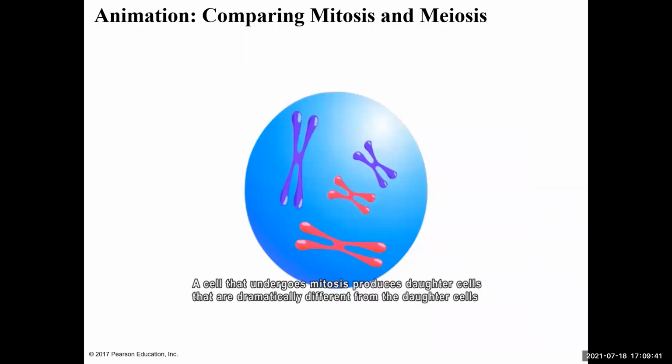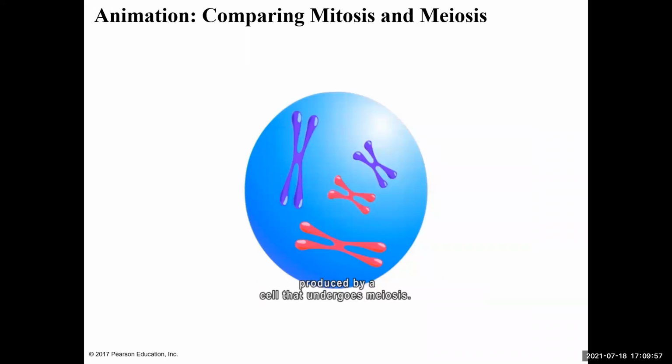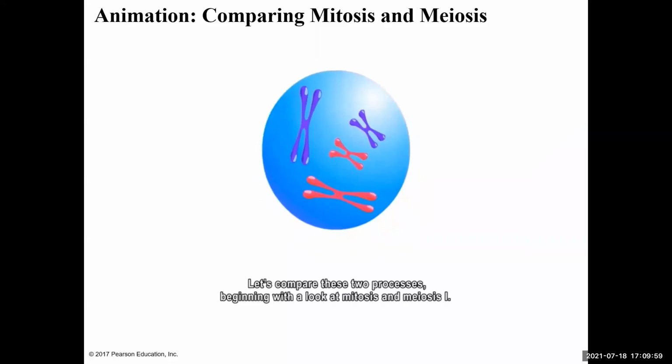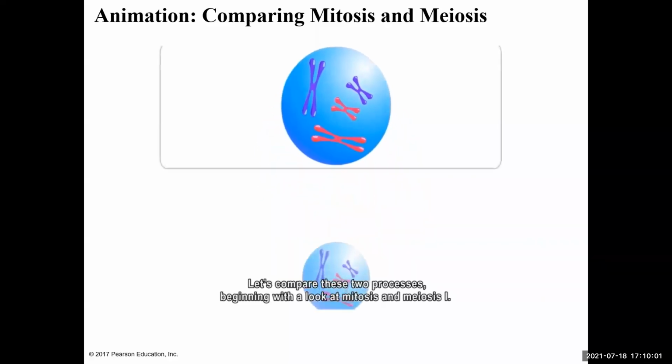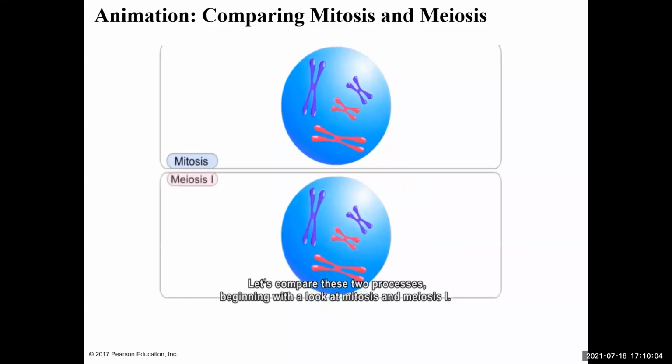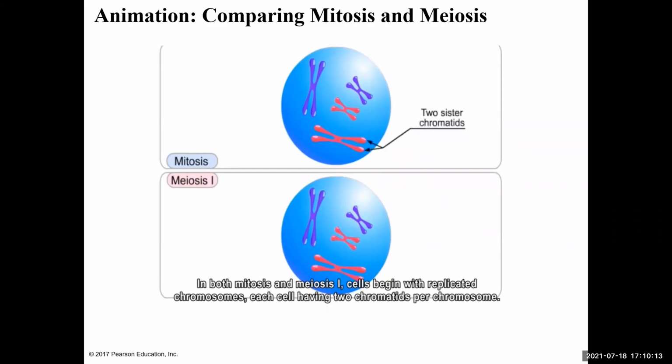And so we'll look at an animation going over this, and then we'll finish up talking about how cell reproduction is regulated. A cell that undergoes mitosis produces daughter cells that are dramatically different from the daughter cells produced by a cell that undergoes meiosis. Let's compare these two processes, beginning with a look at mitosis and meiosis 1. In both mitosis and meiosis 1, cells begin with replicated chromosomes, each cell having 2 chromatids per chromosome.